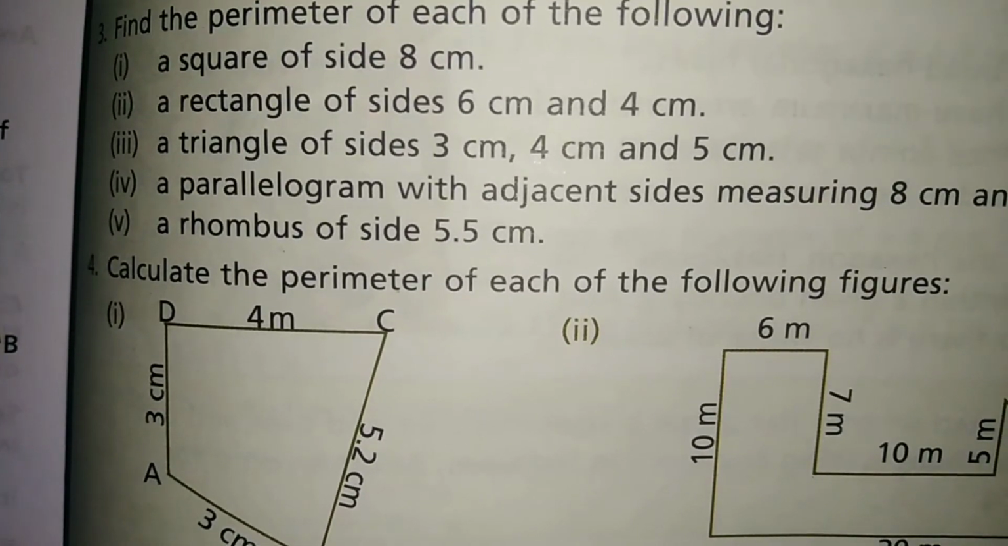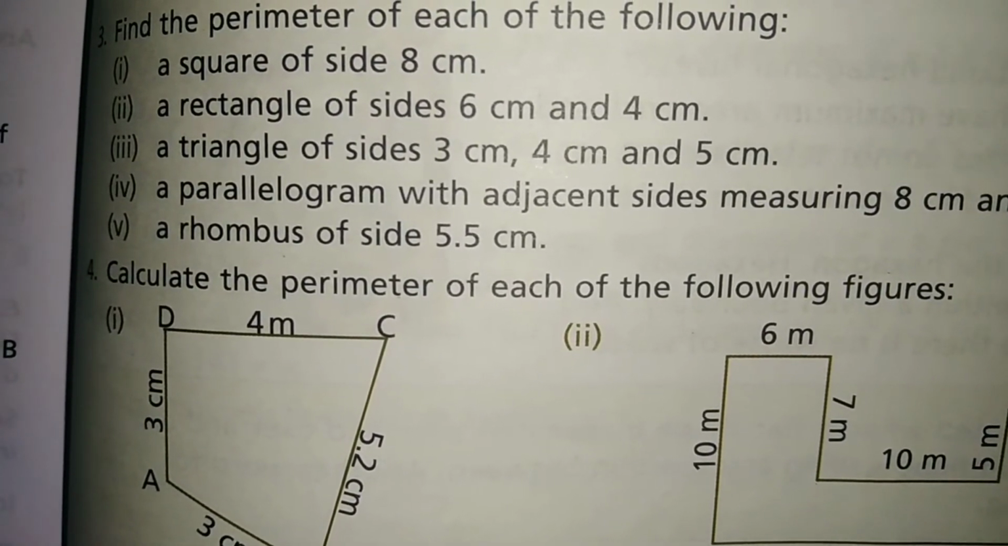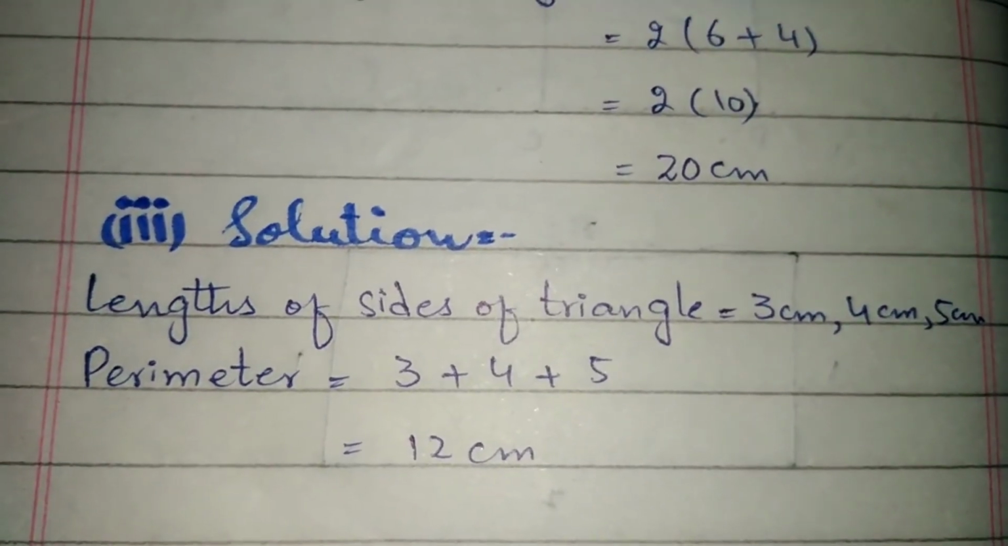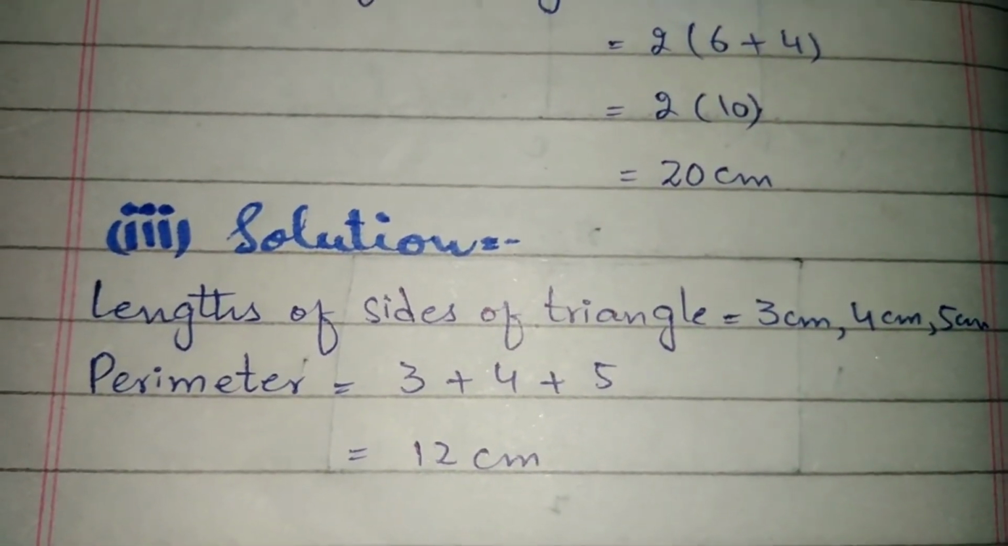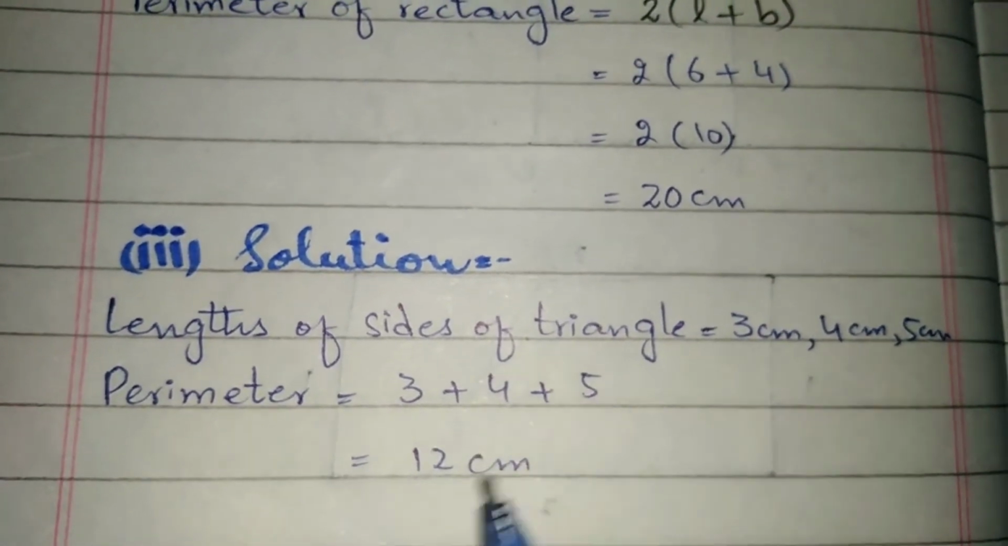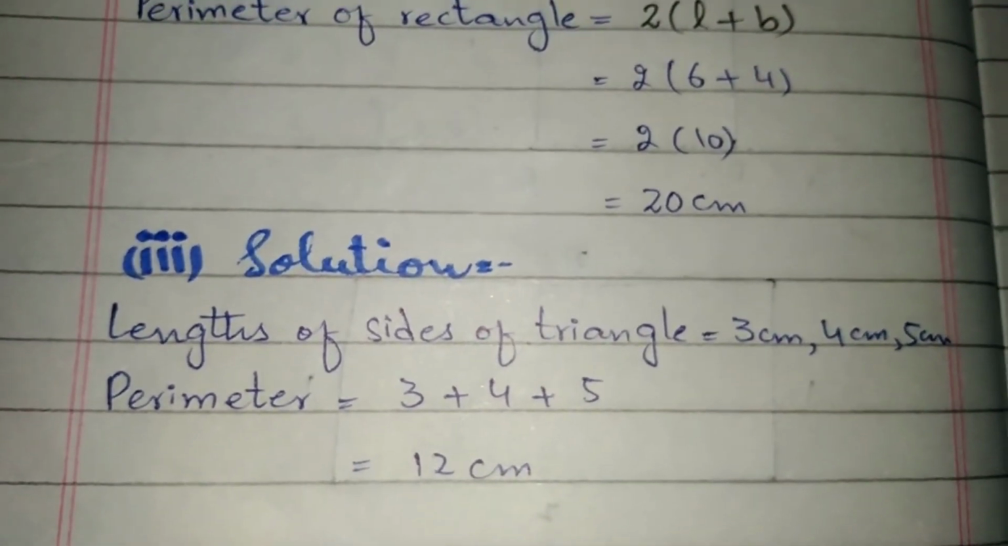Part number 3. A triangle of sides 3 cm, 4 cm and 5 cm. As we read the formula, the perimeter of a triangle is equal to the sum of the lengths of its sides. So 3 plus 4 plus 5 is equal to 12 cm.